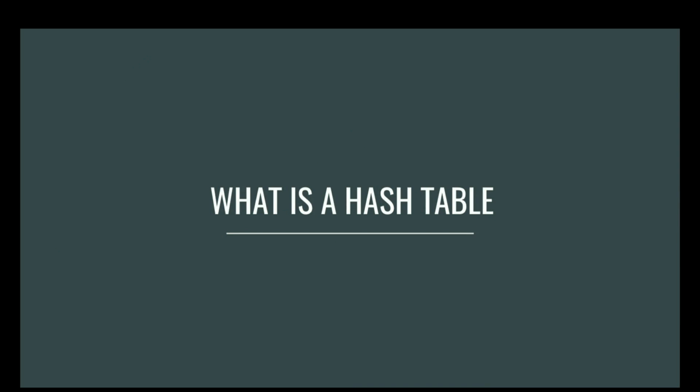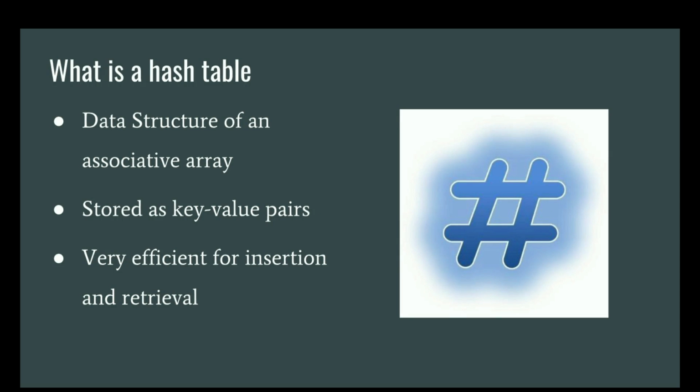What exactly is a hash table? Now, a hash table, unfortunately, is not a table full of hash browns, nor is it a table with the design of a hashtag. No, a hash table is a data structure of an associative array. And what it's used for is for inserting things, and we store them in key value pairs. It's very efficient for insertion and retrieval of said data that we've inserted.